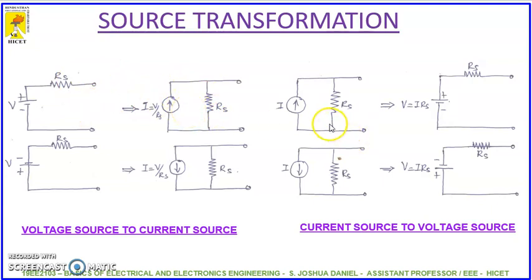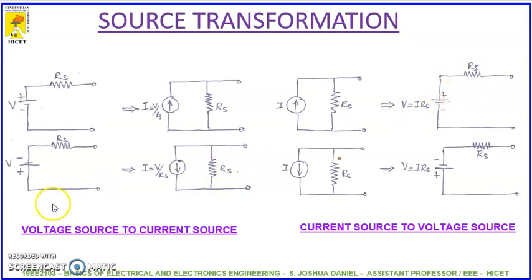Next, how do we convert a current source to a voltage source, right? We know the value of I and we know the value of R. By Ohm's law, V is equal to IR. So we can find out the value of this voltage source, and it is noted here. And the value of this resistance is transferred and denoted as a series resistance connected to this voltage source.